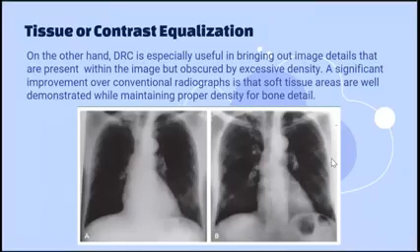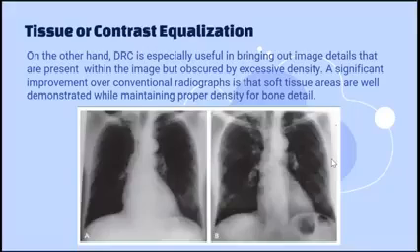On the other hand, DRC or dynamic range control is especially useful in bringing out image details that are present within the image but obscured by excessive density. A significant improvement overall over conventional radiographs is that soft tissue areas are well demonstrated while maintaining proper density from bone detail. So we can achieve both bony detail and soft tissue demonstration in this function, which is the dynamic range control or DRC.